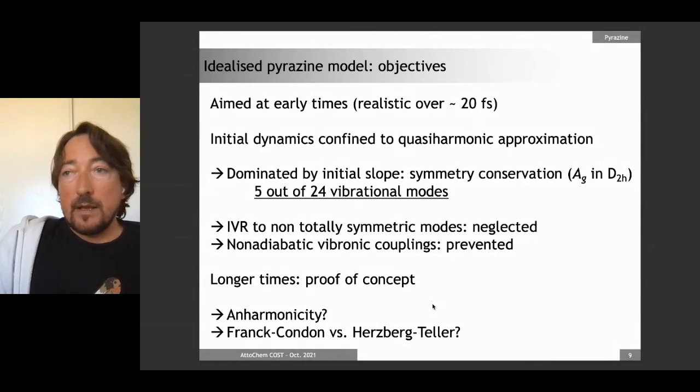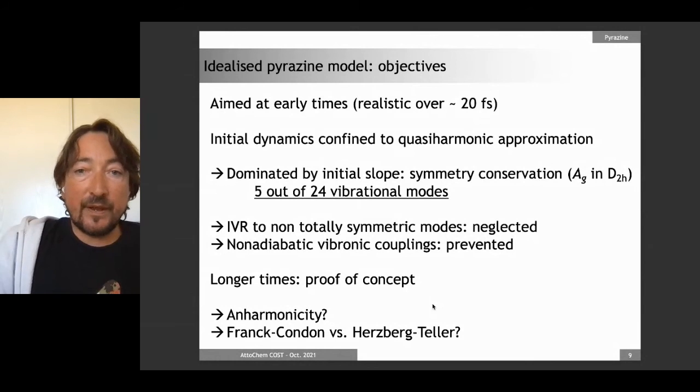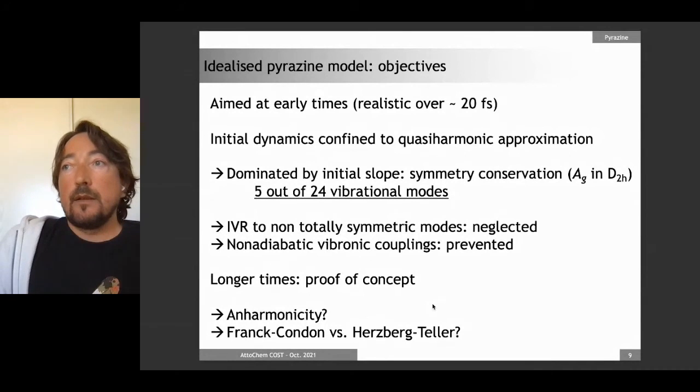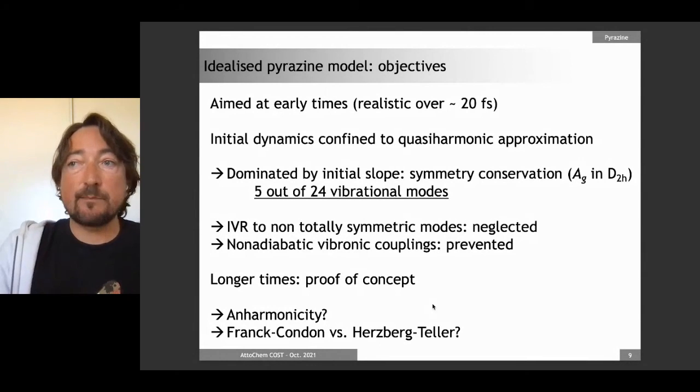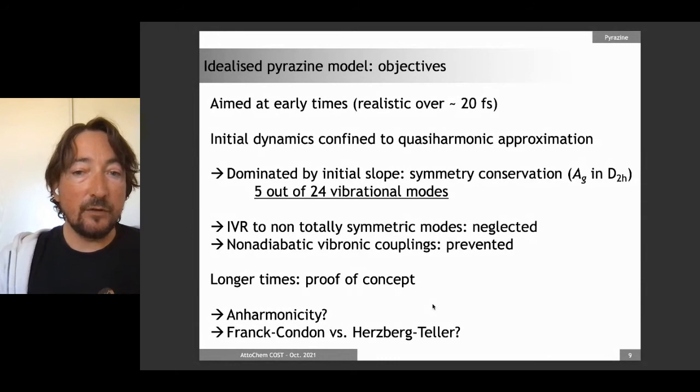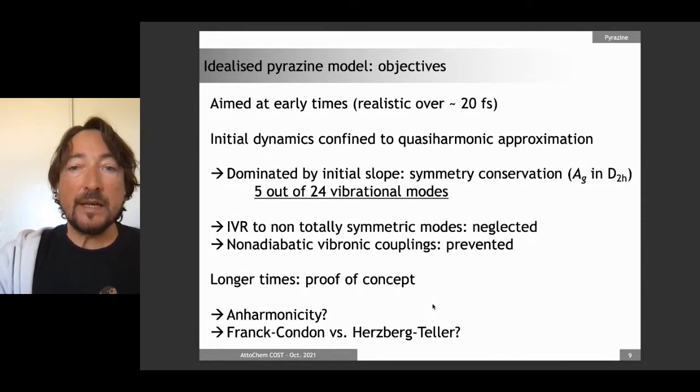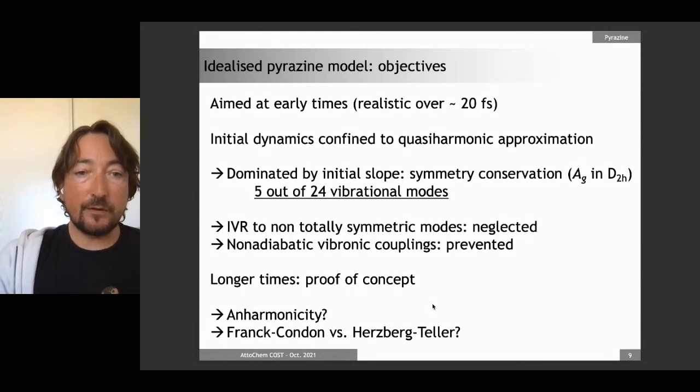And then IVR will start at some point, but for short times, say 20 femtoseconds, we can consider that IVR will be moderate, and that non-adiabatic couplings will also be moderate because they will require some vibrations in the molecule to access places where there are conical intersections. So we decided to consider a model based only on the totally symmetric vibrations, which prevents non-adiabatic coupling between states of different symmetries, and to consider that IVR will first take place within this reduced subspace, and then after the wave packet has time to breathe, it will populate non-totally symmetric modes.